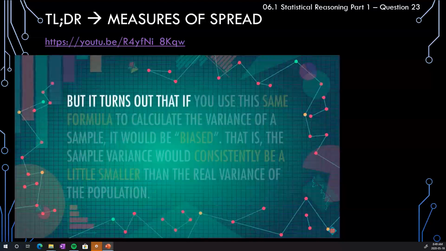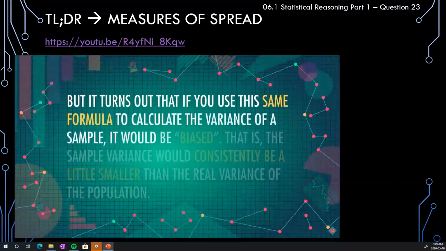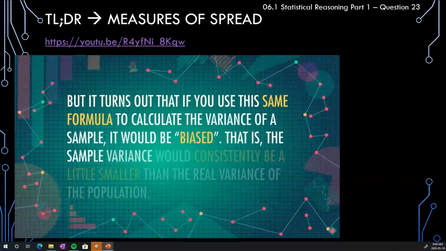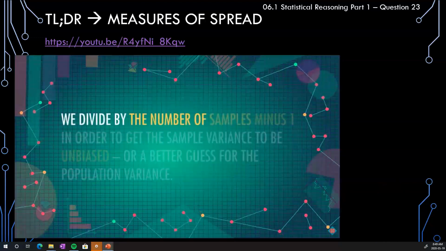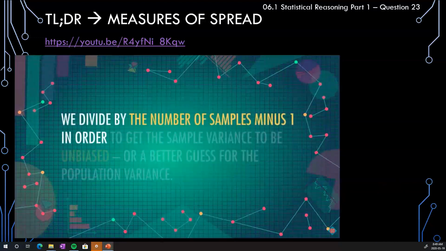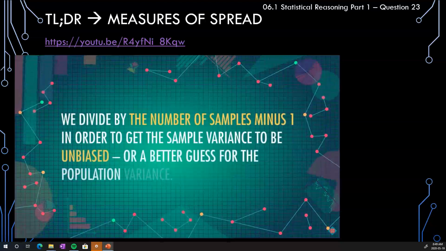But it turns out that if you use this same formula to calculate the variance of a sample, it would be biased. That is, the sample variance would consistently be a little smaller than the real variance of the population. We divide by the number of samples minus 1 in order to get the sample variance to be unbiased, or a better guess for the population variance.